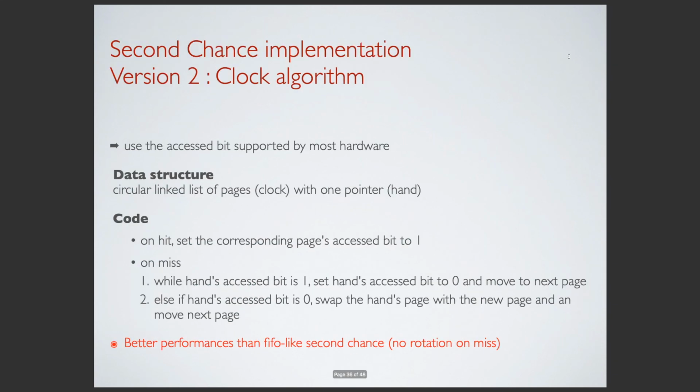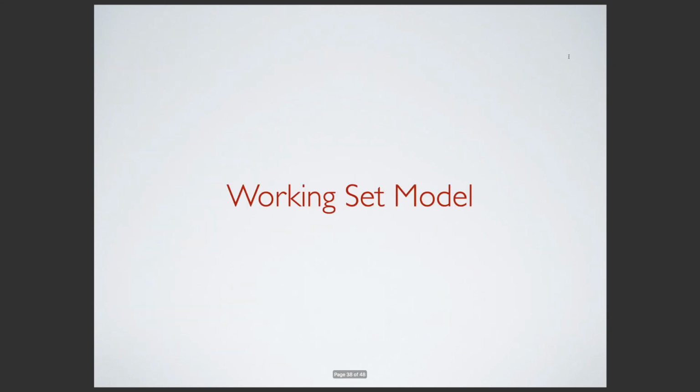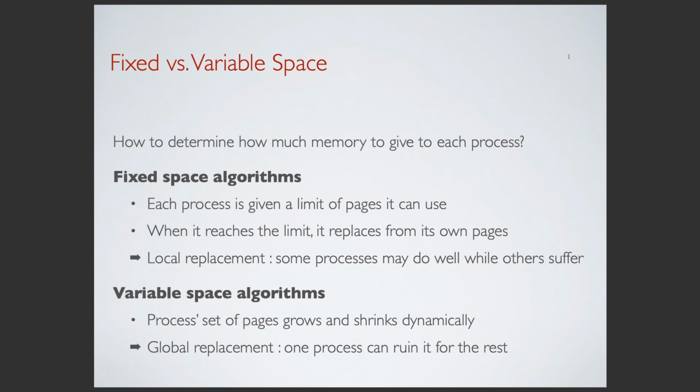So you see here, what I'm talking about is two different choices. These two choices, we call fixed space algorithms and variable space algorithms. The idea is, are you going to determine how much memory you give to each process? If it's fixed, you give each process a limited number of pages they can use. If they reach the limit, you replace its own pages. This is called local replacement.